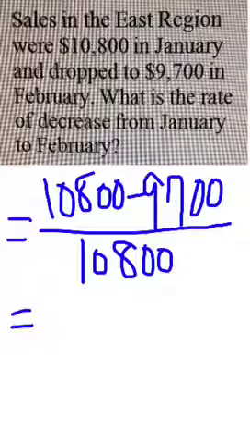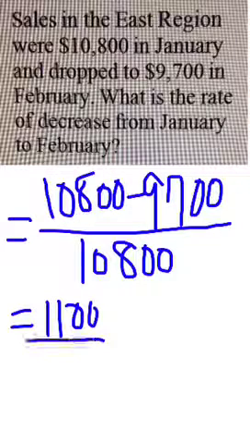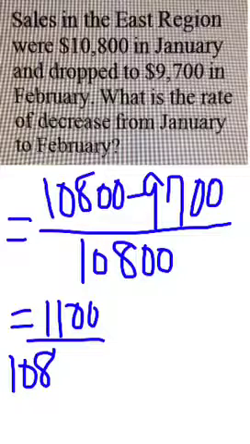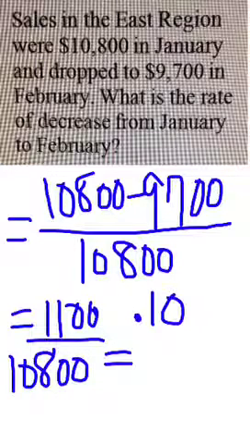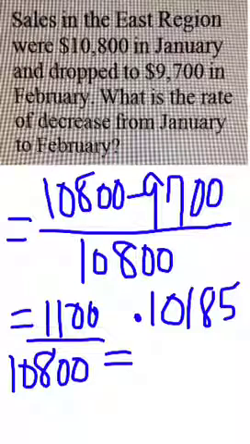Subtracting the numerators gives us 1,100 over 10,800. When we divide, something different happens. Our answer ends up being 0.101, and then 85 repeats forever.